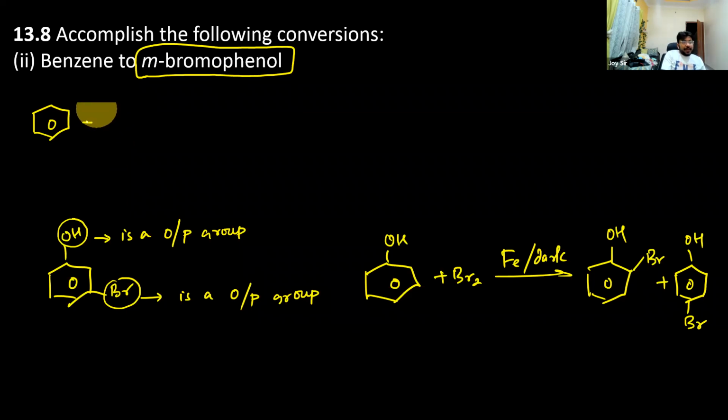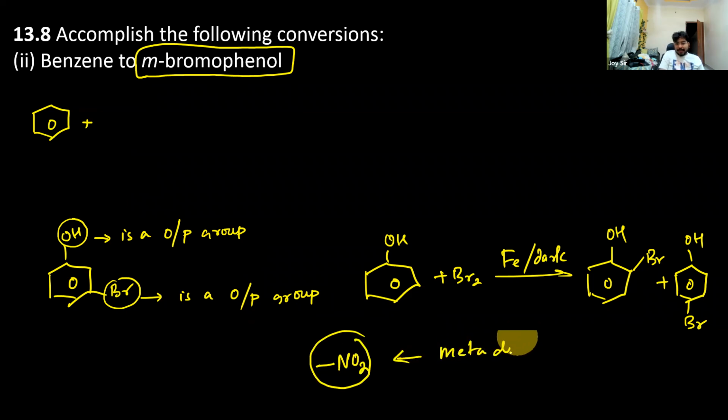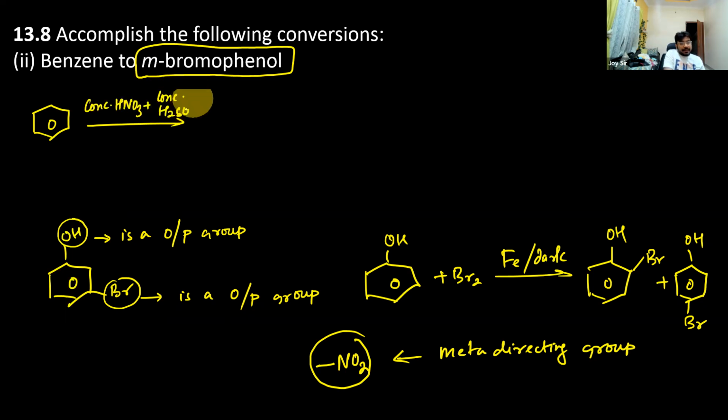Let's see. Benzene plus, I will introduce a meta directing group. The most important, easiest meta directing group is the nitro group. So benzene, just give it concentrated nitric acid plus concentrated sulfuric acid, number 26 reaction. The nitro group will enter; you can give it to any carbon. Now the nitro group, what do we do with it?